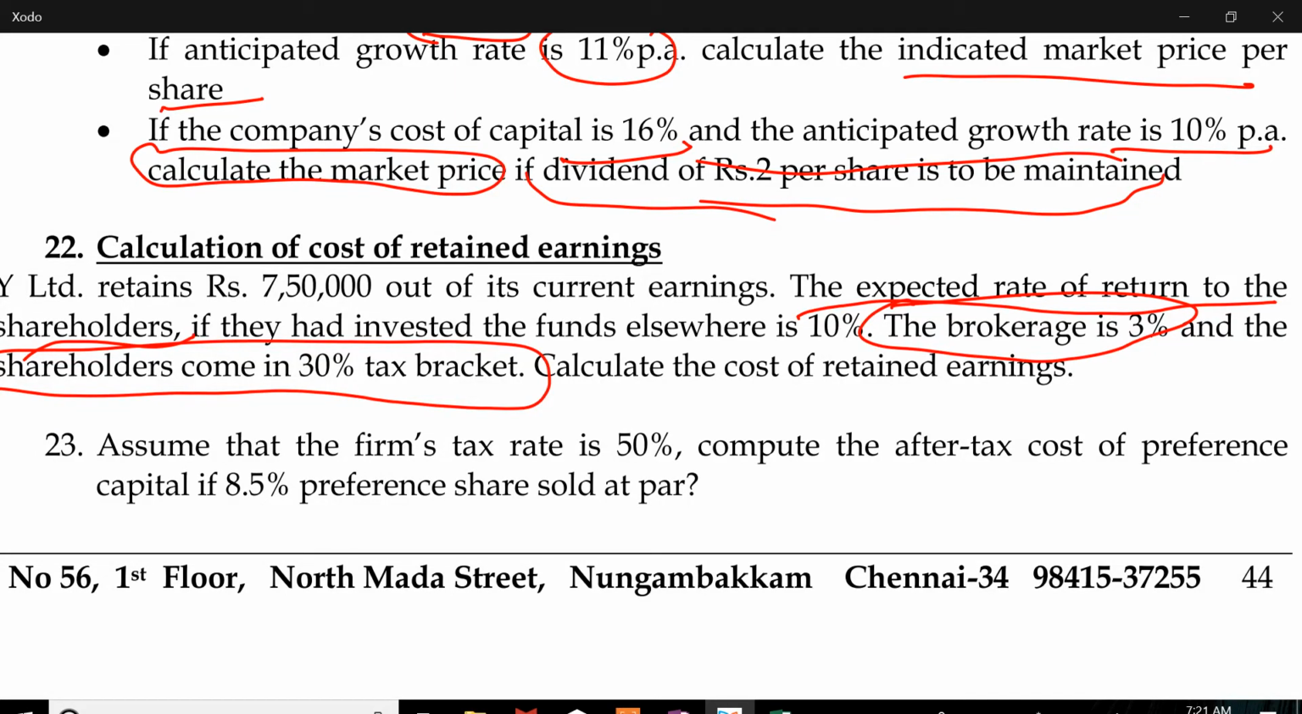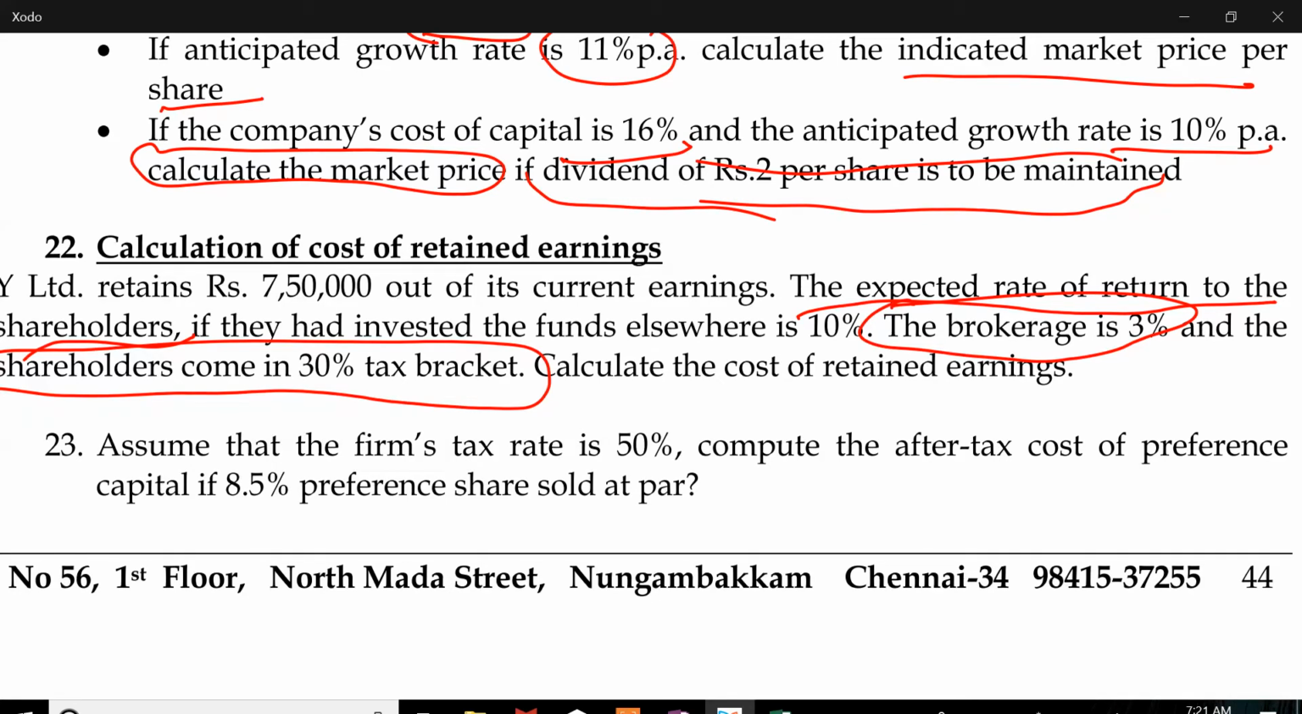What's the answer to 23? How much? Where did 4.25 come from? It's 8.5. It's not a tax deductible expense. Why are you deducting the tax of 50%? Preference dividend is 8.5. Your face value is 100. 8.5 by 100 is the answer. Where is the tax coming into picture? They have purposefully given the tax rate in the question. That doesn't mean that I'll have to deduct tax and do my calculation.